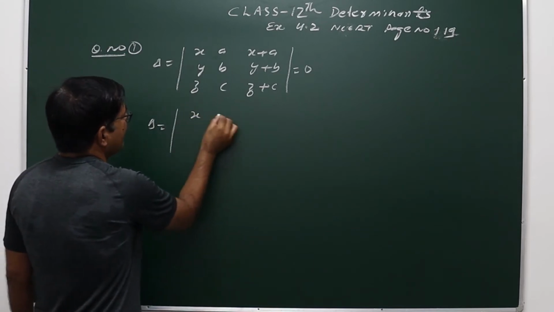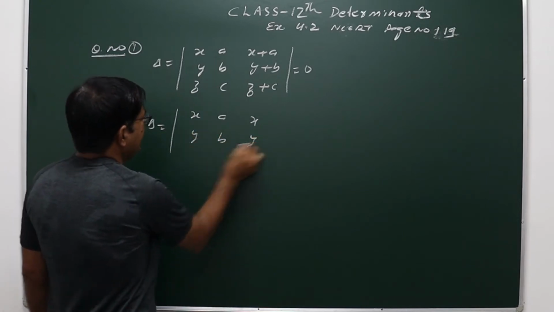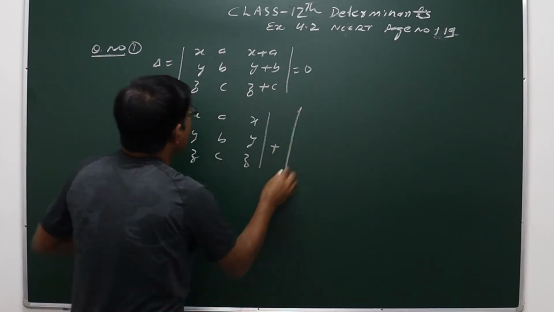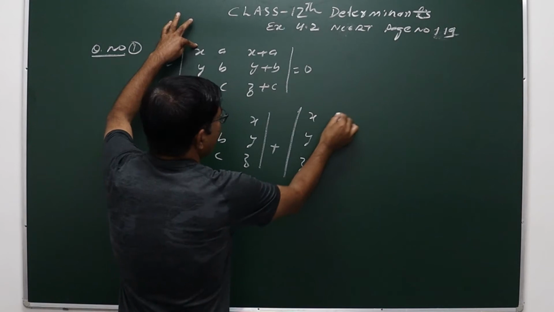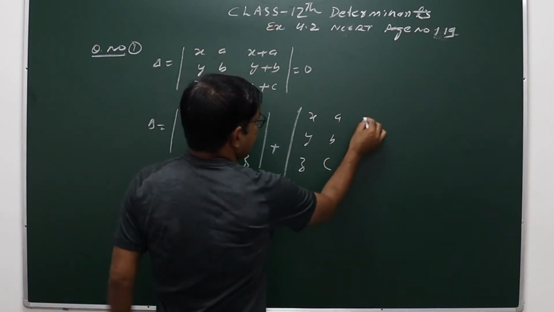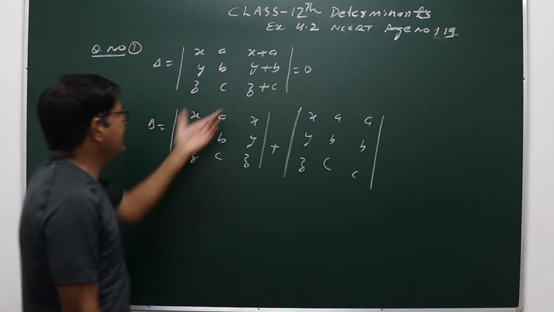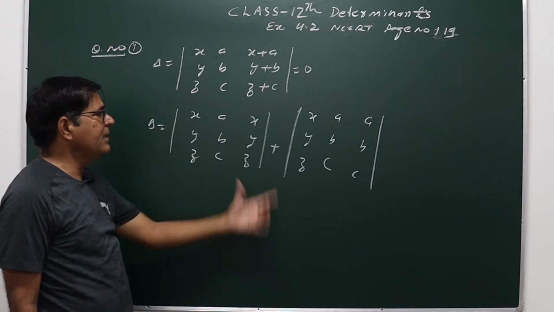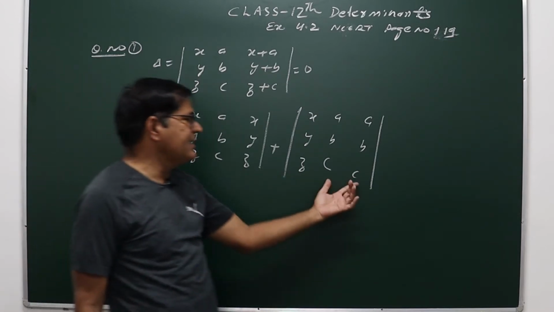So the first determinant will be x, a, x; y, b, y; z, c, z. The first two columns remain as they are, so x y z and a b c, and the third column will be x y z in the first determinant and a b c in the second. Now see what is the value of this determinant and this determinant.